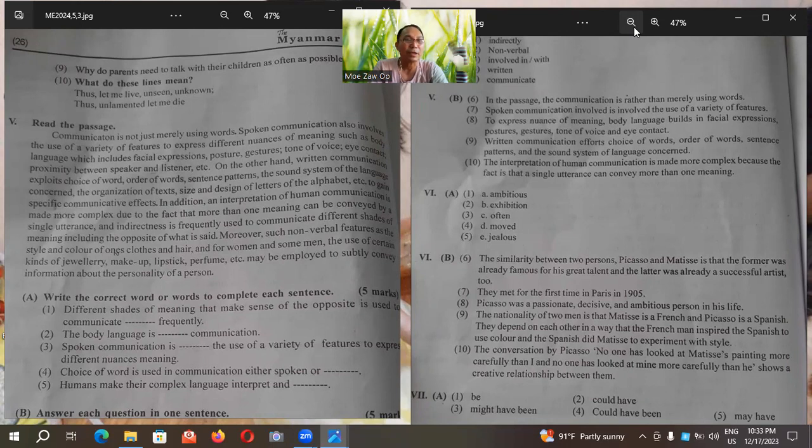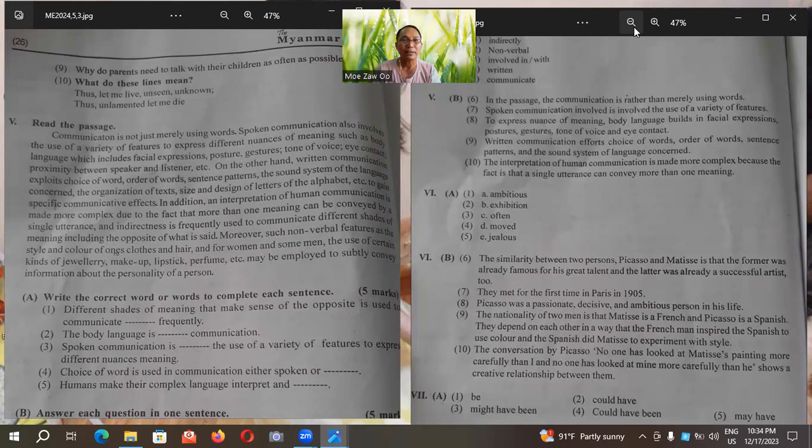Read the passage. Communication is not just merely using words. Spoken communication also involves the use of a variety of features to express the different nuances of meaning, such as body language, which includes facial expressions, posture, gestures, tone of voice, eye contact, proximity between speaker and listener, etc.